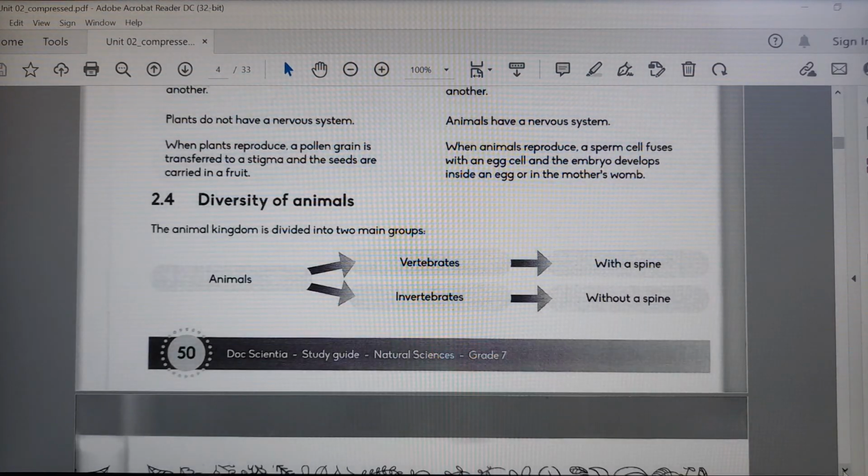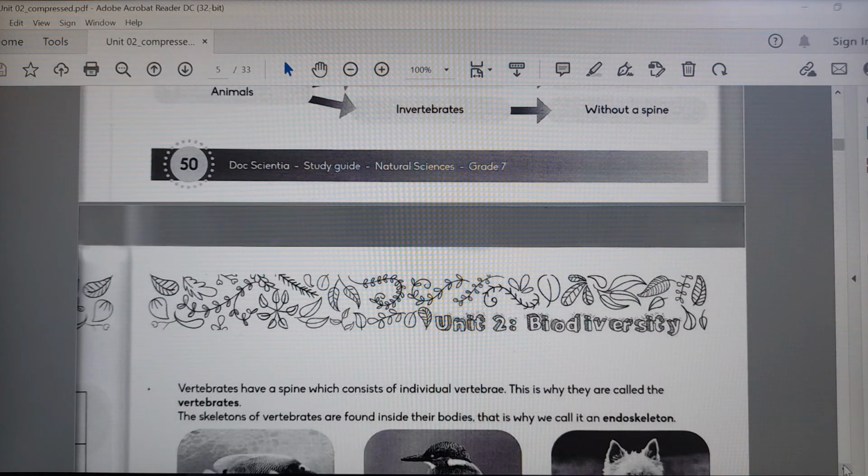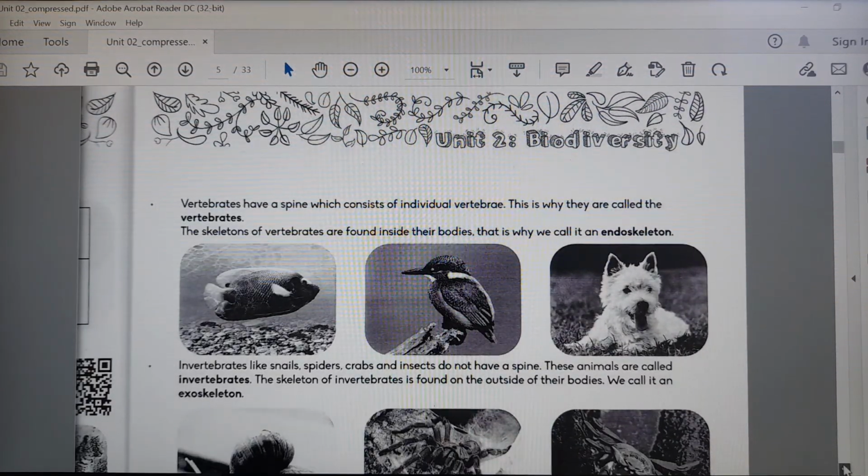Now let's look at diversity in animals. They say the animal kingdom is divided into 2 main groups. We have animals, and these animals are divided into vertebrates, which means animals with a spine, and invertebrates, which are animals without a spine. Okay, so 2 different types of animals.